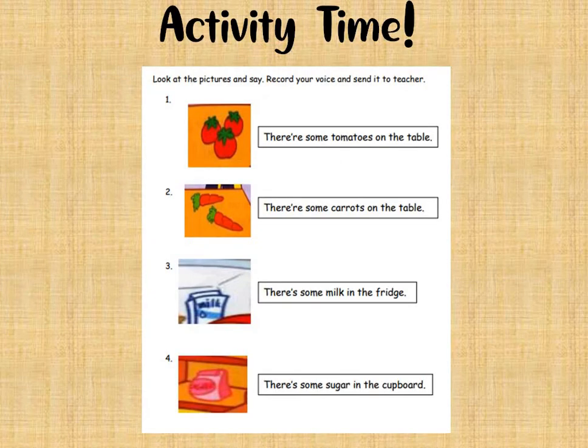Now it's activity time. For your activity today, I want you to look at the pictures. We have 4 pictures here and say. Teacher nak kamu tengok gambar dan sebut. Kita ada 4 keping gambar di sini. Sebut macam mana nak sebut perkataan ini ataupun ayat ini. Record your voice and send it to teacher.